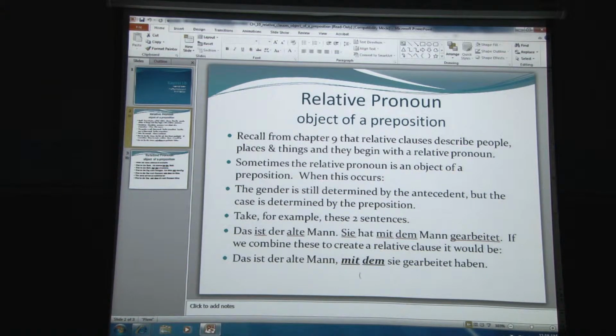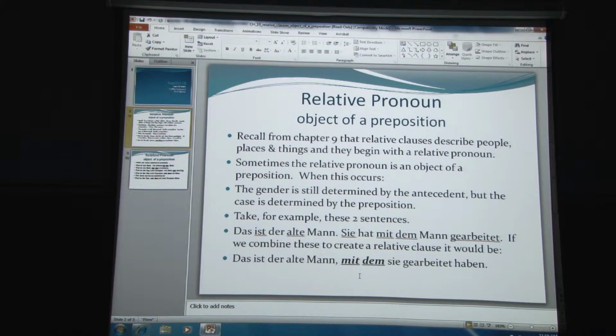Anyway, one more thing to point out here is that in English, it's very, very common to put the preposition at the end. This is the old man she worked with. So we have to point out 2 things actually. In English, sometimes you just leave out the relative pronoun. This is the old man she worked with. There's no need for who, whom, or that. It's omitted. In German, you never, ever omit the relative pronoun.